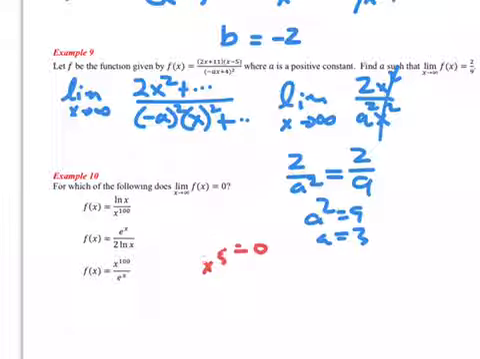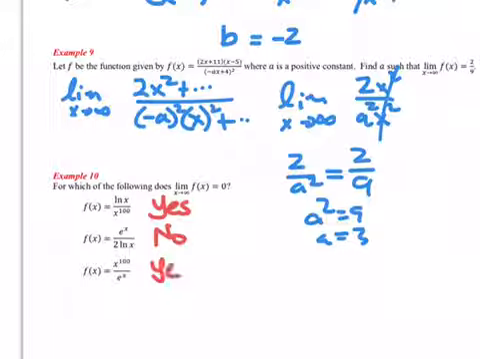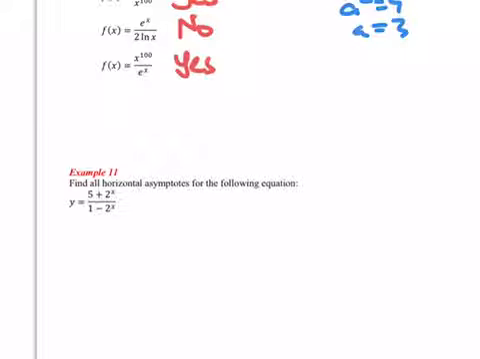Alright, so let me erase this. The natural log of x is not going to be as powerful as x to the 100th, so the more powerful function is in the denominator, so the first one is yes. E to the power of x is much stronger and will overtake natural log of x, so this would be a no. And e to the power of x will overpower x to the 100th, so that would be a yes. Alright, let's look at this last example, finding all horizontal asymptotes.